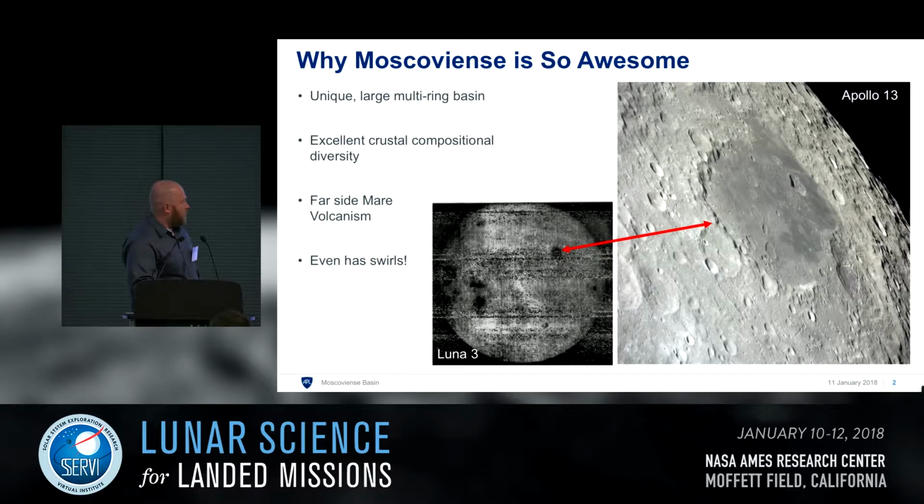Here's a couple of historical context images. This is the first image to include the lunar far side from Luna 3. The second image it ultimately returned. And there's this big blotch here on the far side, which was named Sea of Muscovy, and now Mare Moscoviense. Later they discovered that there was a basin around it, and so now we call it Moscoviense Basin.